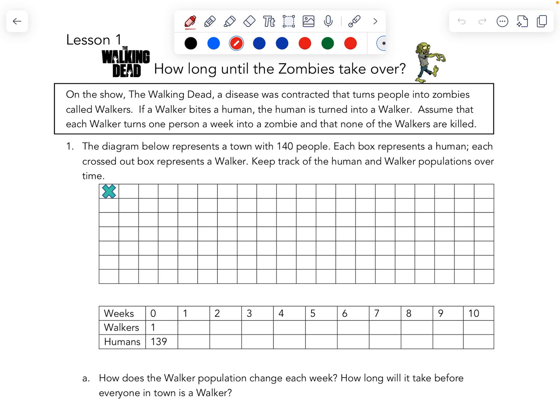A walker is that X, and there are 139 humans. Each walker affects one person each week, so it would infect one more, and then there would be 138. Now each of these would infect one person, so now there's 4, and we'd be down to 134, because again, the total is 140. Then this would be times 2, so there'd be 8 and 132.